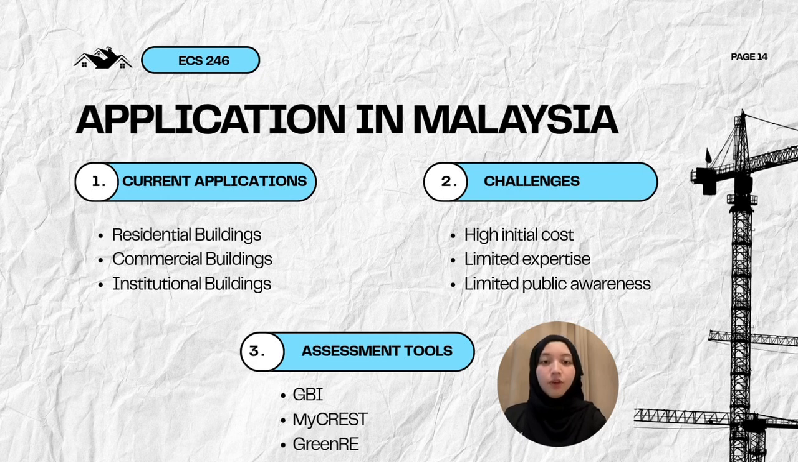Next, the application of green roof systems in Malaysia. Currently, green roofs are being implemented in residential, commercial, and institutional buildings as part of sustainable building practices. However, there are still several challenges. These include the high initial installation costs, limited expertise in design and maintenance, and limited public awareness about the benefits of green roof systems. To encourage sustainable development, Malaysia uses several green building assessment tools, including GBI, MyCREST, and Green RE, which promote environmentally friendly building design and practices.